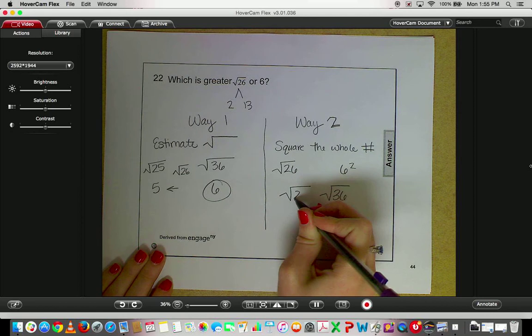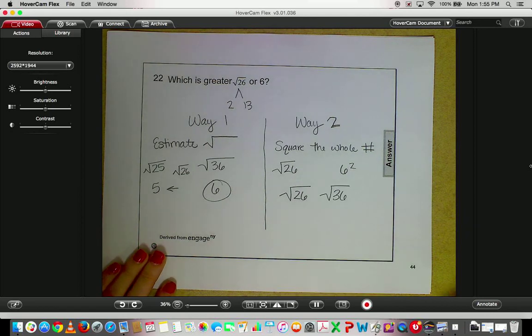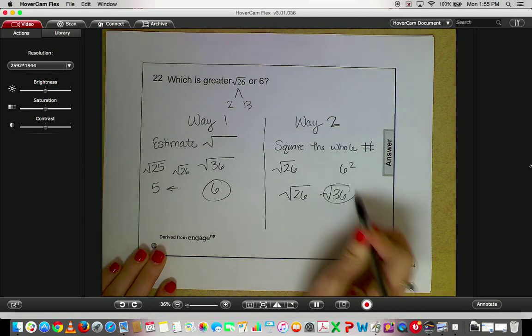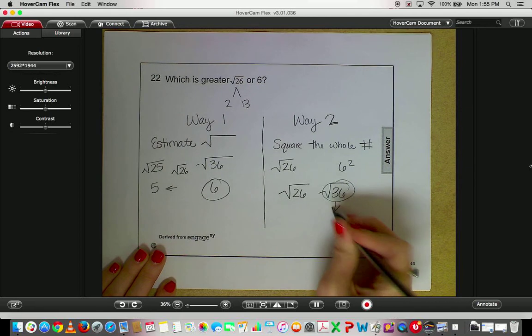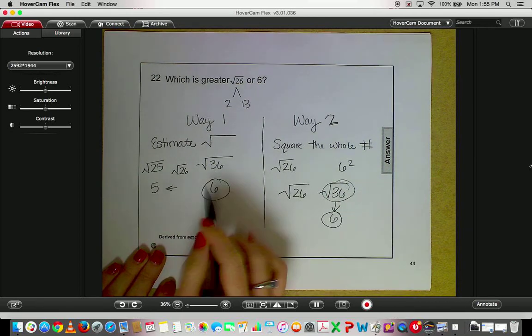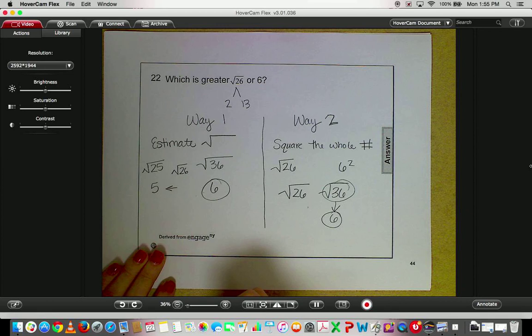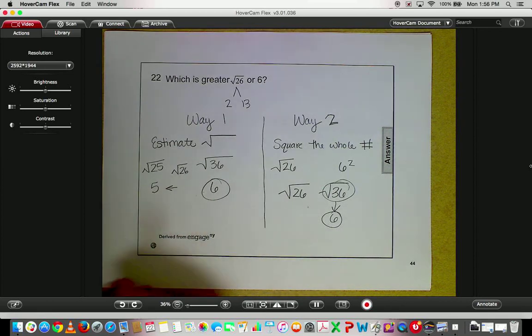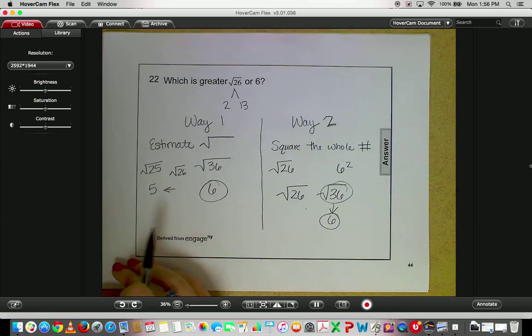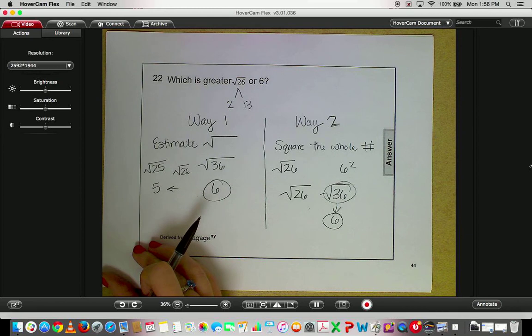So which one is greater, the square root of 26 or the square root of 36? It would be this, and the square root of 36 is 6. So you still got the same answer, either way you do it. Pause your video and write it down if you need this.